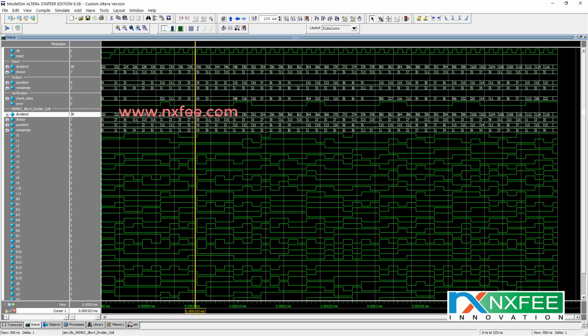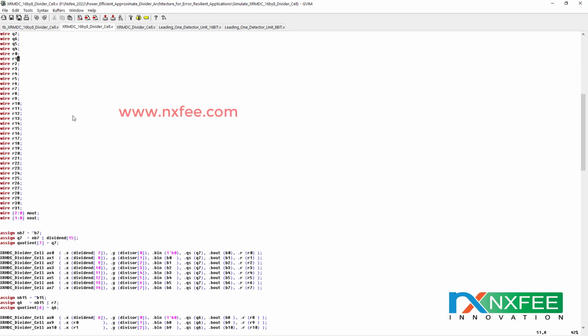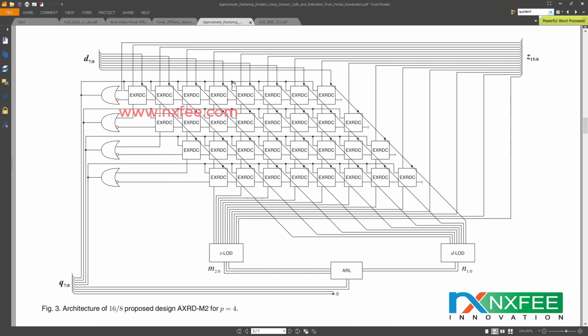So here we have designed this architecture in 16 by 8. This is a 16 by 8 architecture, and it has a reference paper. This is the architecture for 16 by 8, proposed design AxSUB M2, so P equal to 4. As per this design architecture we have developed our architectures: an exact method, an approximate subtraction divider cell, and the ExOR-MDC method. We have developed three different architectures.